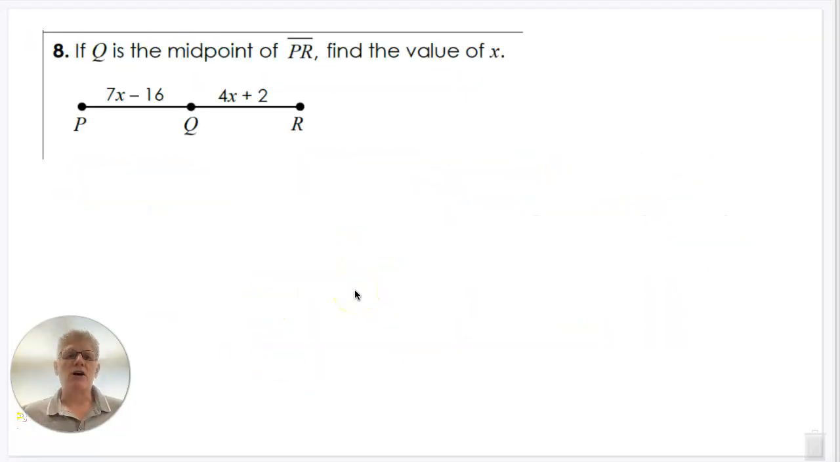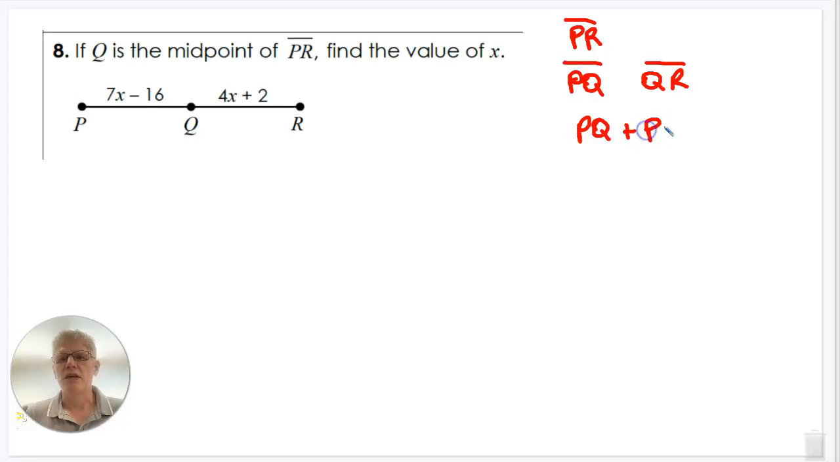So how exactly does that help us? Well, this looks very similar to what we had when we did the segment addition postulate, right? We have two segments together. Here's segment PR, and it's broken down into two pieces, segment PQ and segment QR. And the segment addition theorem says that I can take PQ and add it to QR, those distances, and that will give me PR.